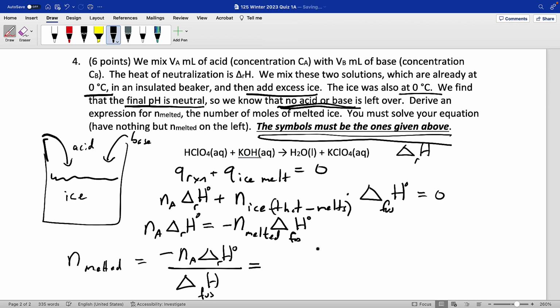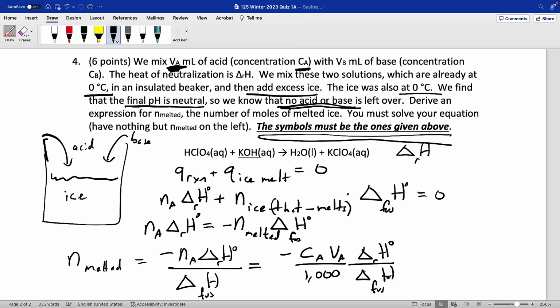So if we have the concentration of acid and we have the volume of acid, we know that concentration is moles per liter, and we can convert mils to liters. So if we multiply concentration times volume, we can get our moles. So we could say the concentration of acid times the mils of acid divided by 1,000, right? Because we want to convert mils to liters. That's going to be the same as moles of acid. And then we've got our heat of reaction over our heat of fusion.